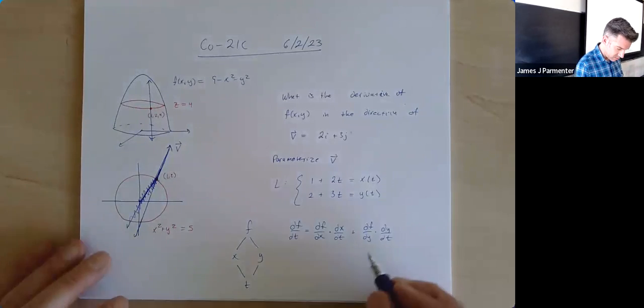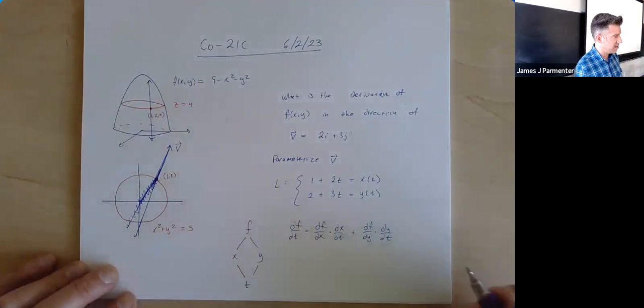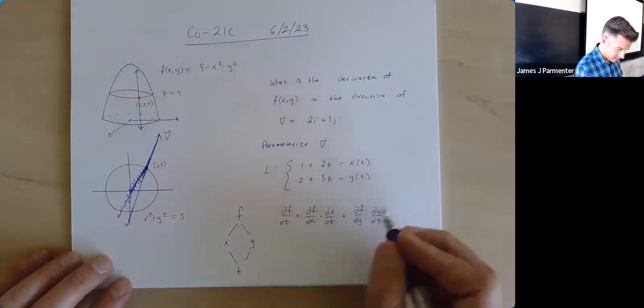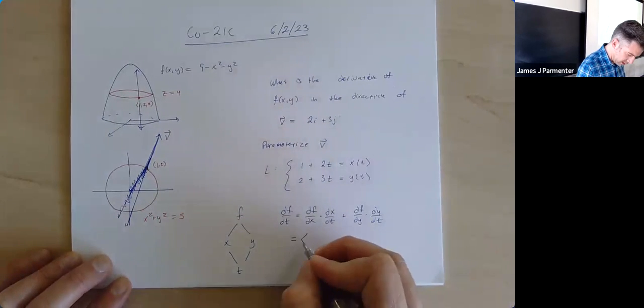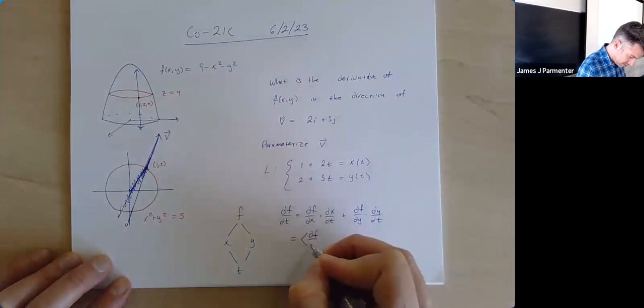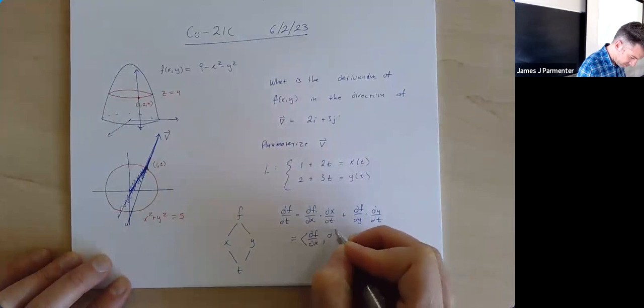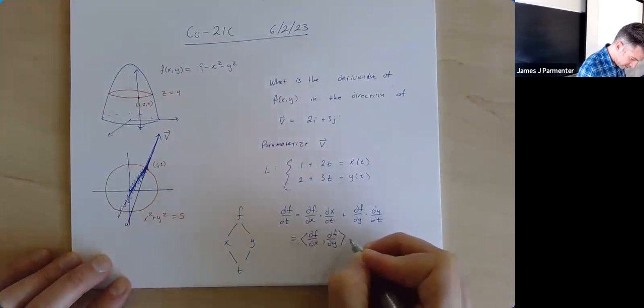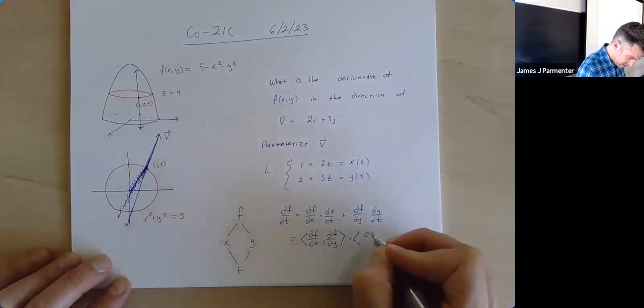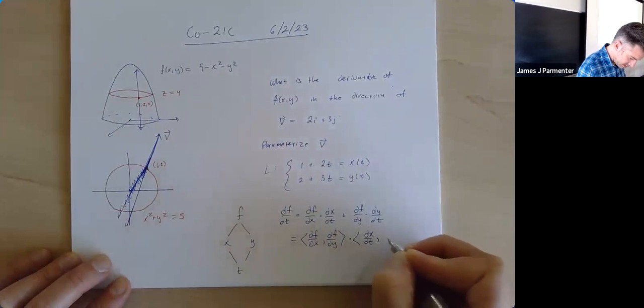And if we look at this, check this out. This looks a lot like a dot product. It's the dot product of the partial derivatives vector with the vector dx dt, dy dt.